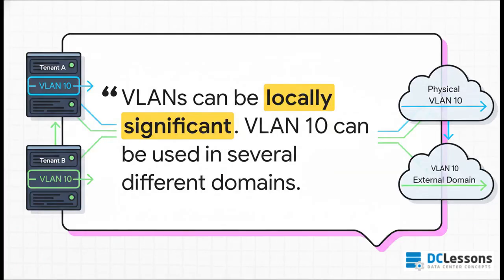Now, this is a really, really powerful concept in ACI. It's this idea of local significance. It means that VLAN 10 inside your physical domain for tenant A can be a completely different network, a different broadcast domain than VLAN 10 in your external domain for tenant B. This completely eliminates VLAN ID conflicts, which is a massive win in any multi-tenant environment.